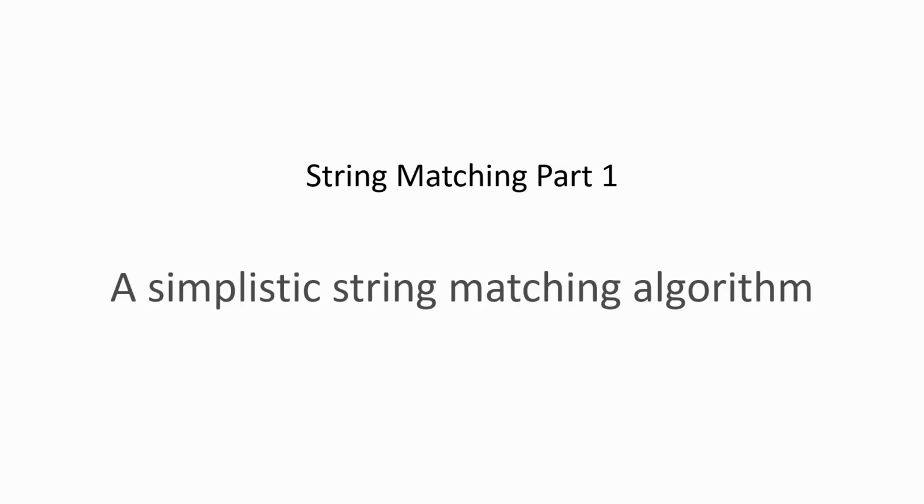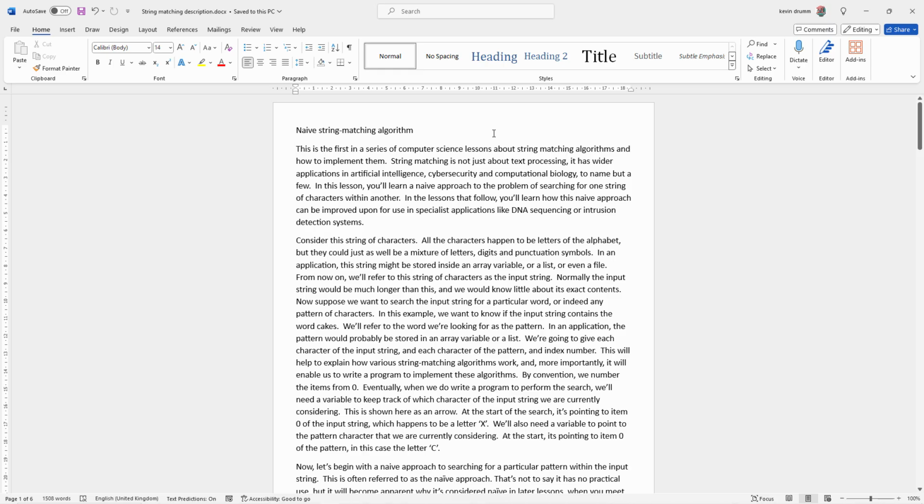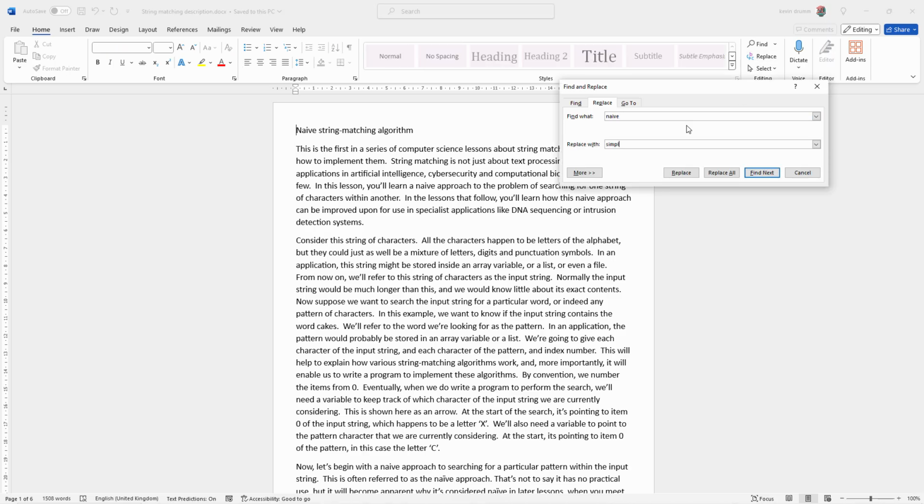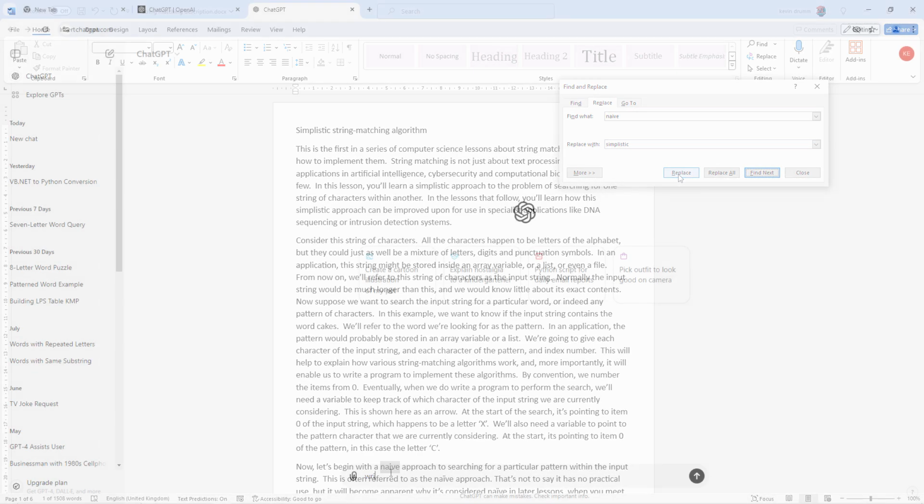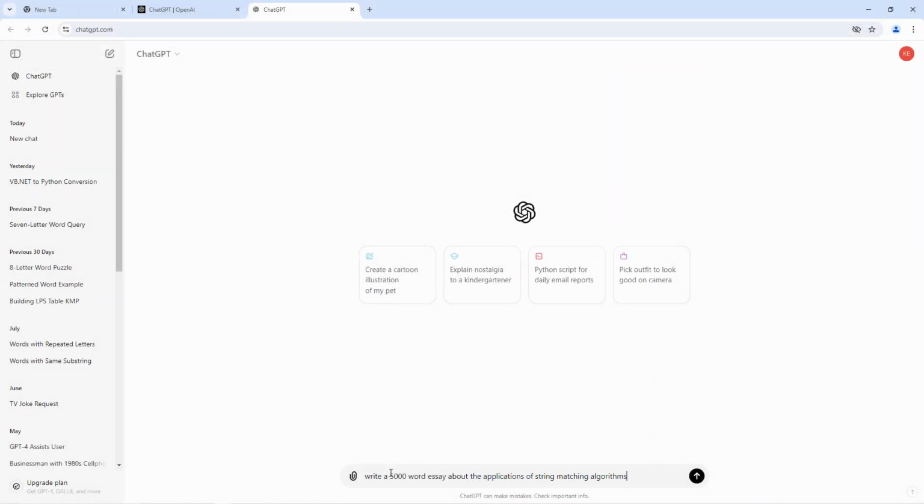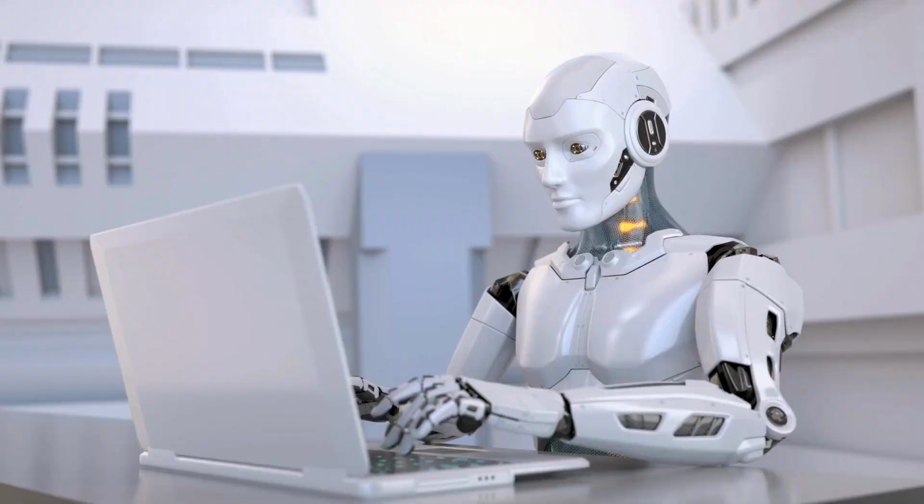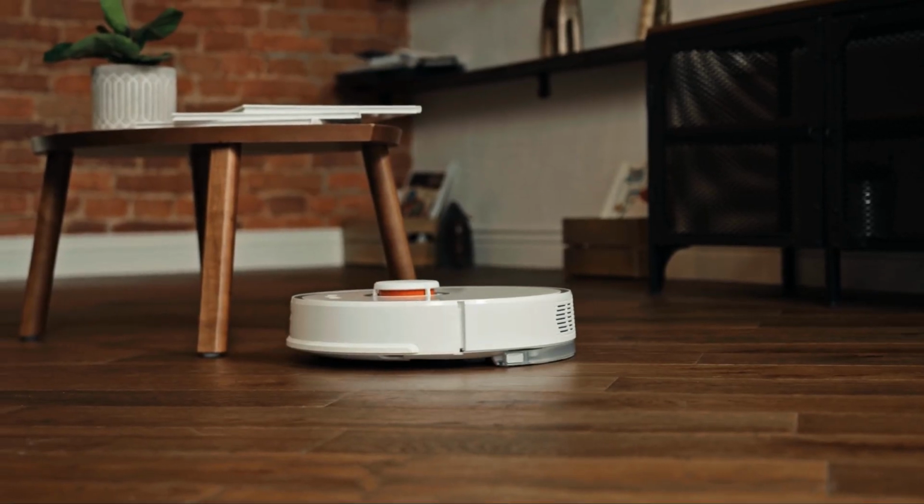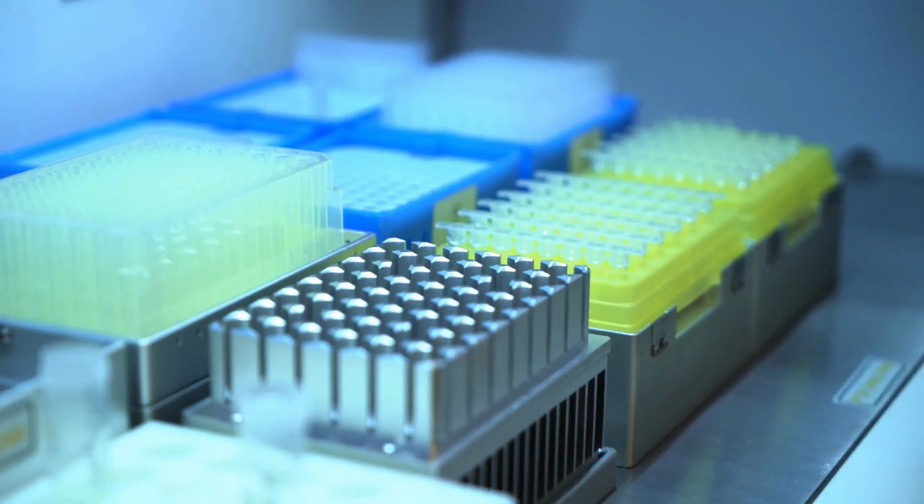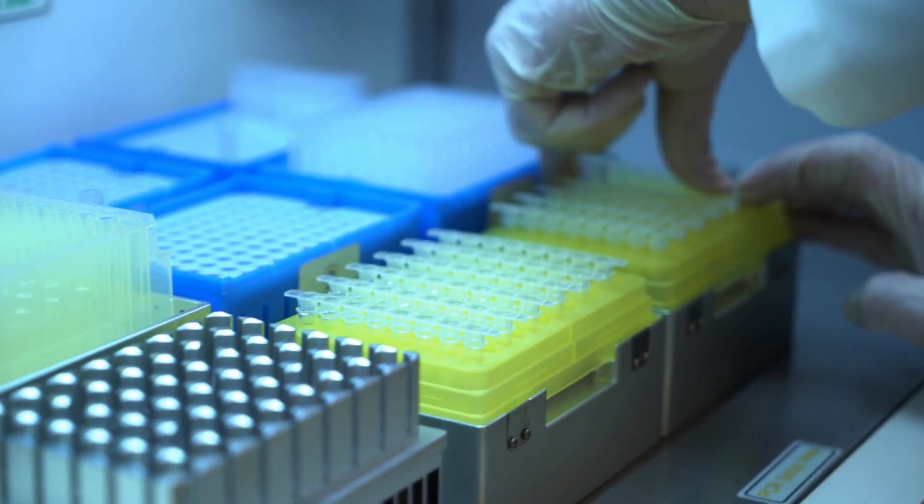This is the first in a series of computer science lessons about string matching algorithms and how to implement them. String matching is not just about text processing. It has wider applications in artificial intelligence, cybersecurity, and computational biology, to name but a few.